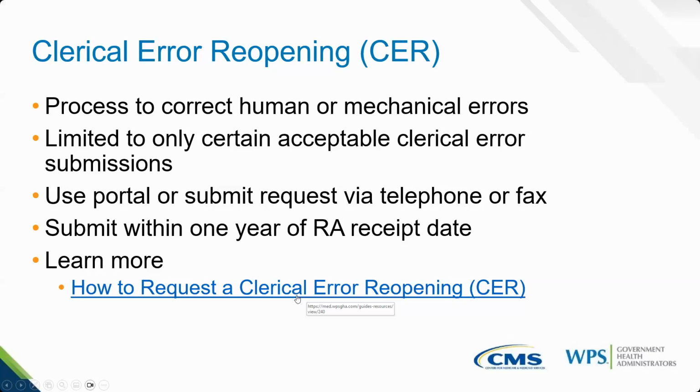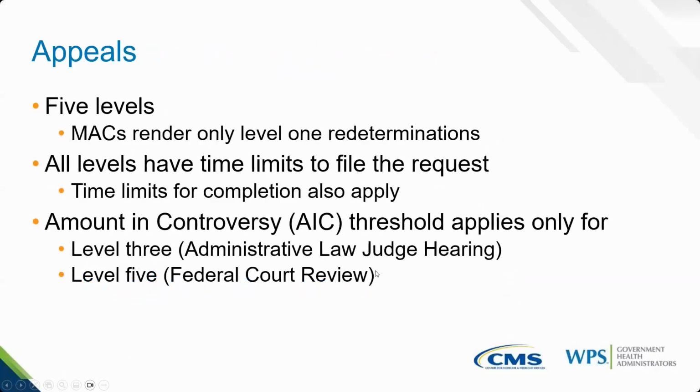A couple examples of things that you may want to correct using this process, or those that are acceptable clerical error submissions, include mathematical or computational mistakes, transposed procedure or diagnosis codes, inaccurate data entry, misapplication of a fee schedule, or other computer errors. And here's a little bit more information for you about appeals.